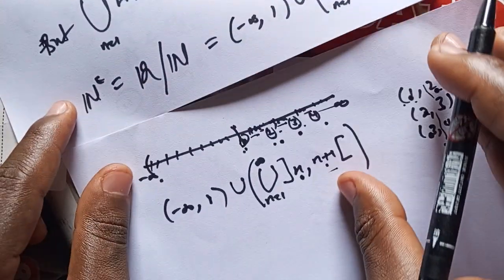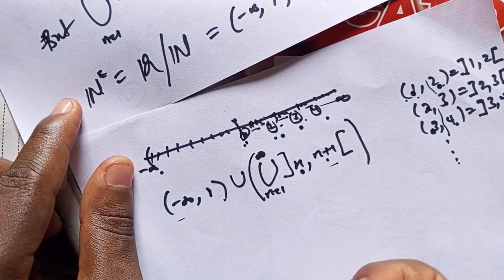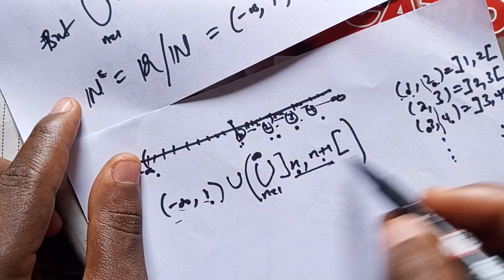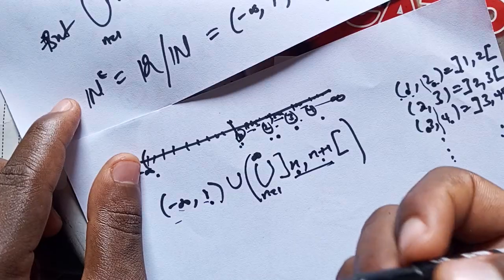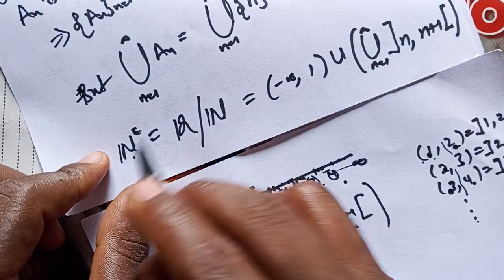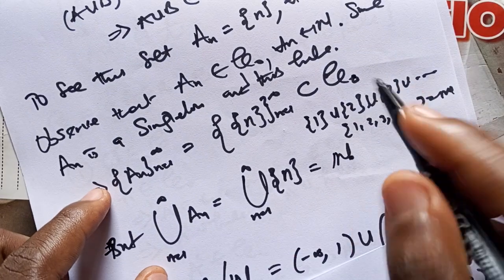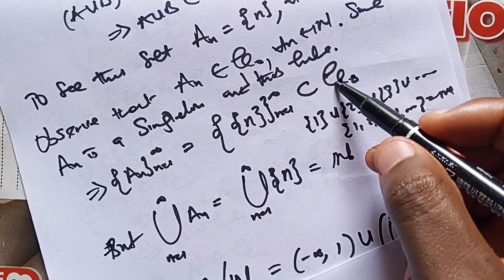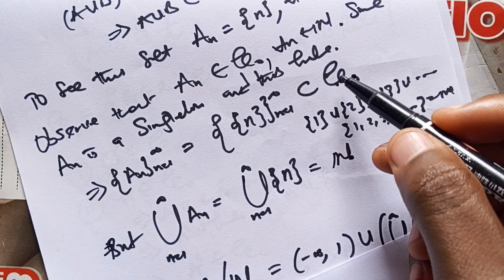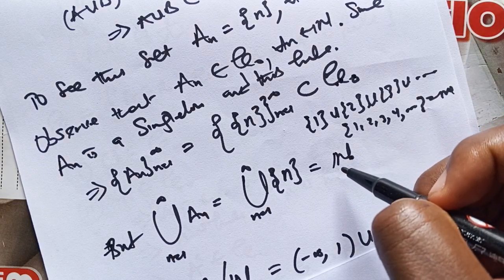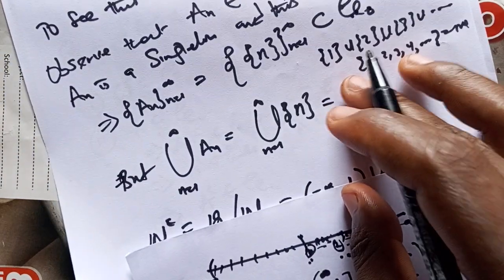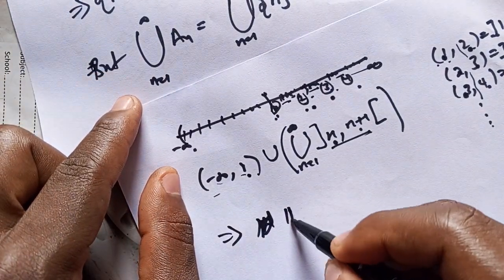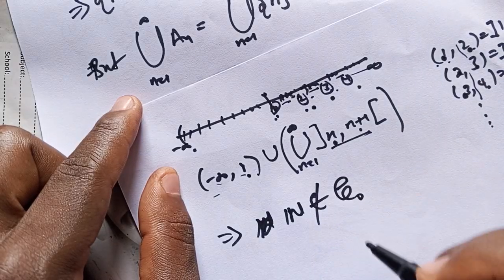Now observe that this interval is an infinite set. This interval too is an infinite set. So the union of infinite sets still forms an infinite set. So this means that N complement is also infinite. Now remember, for a set to be an element in this algebra, that set must either be finite or its complement must be finite. But N is not finite and N complement is not finite. So this implies that N is not in the algebra.